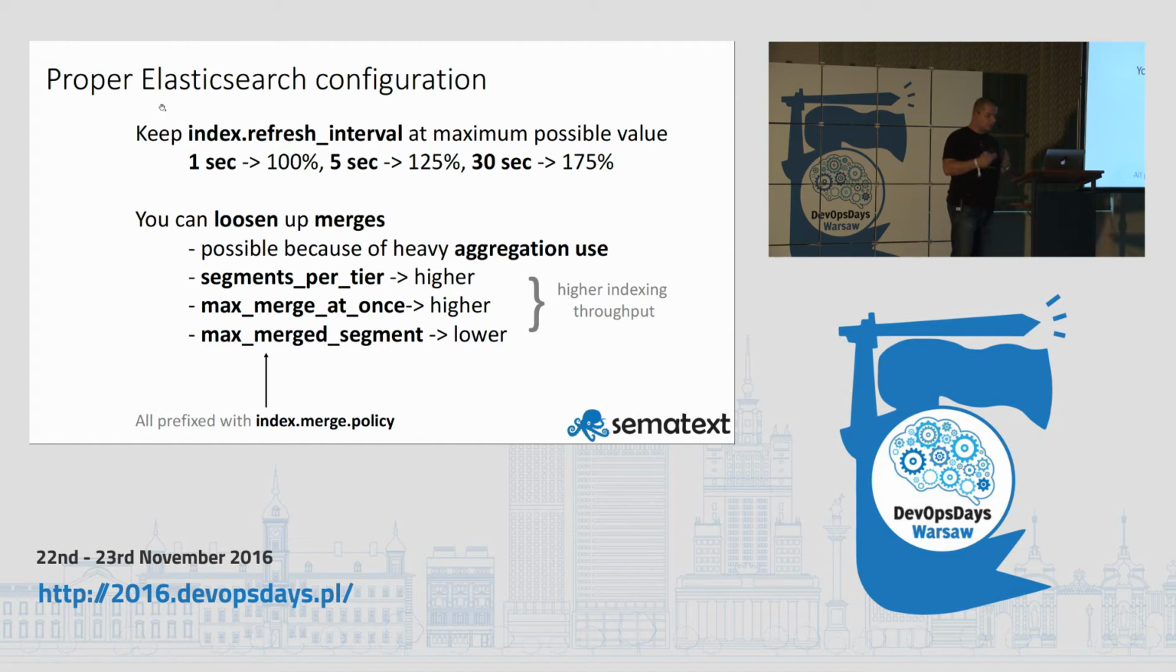small laptop. Then increasing that to 5 seconds gave us a 25% increase in indexing throughput, and 30 seconds gave us a 75% increase of the base throughput. So you can see that that matters.